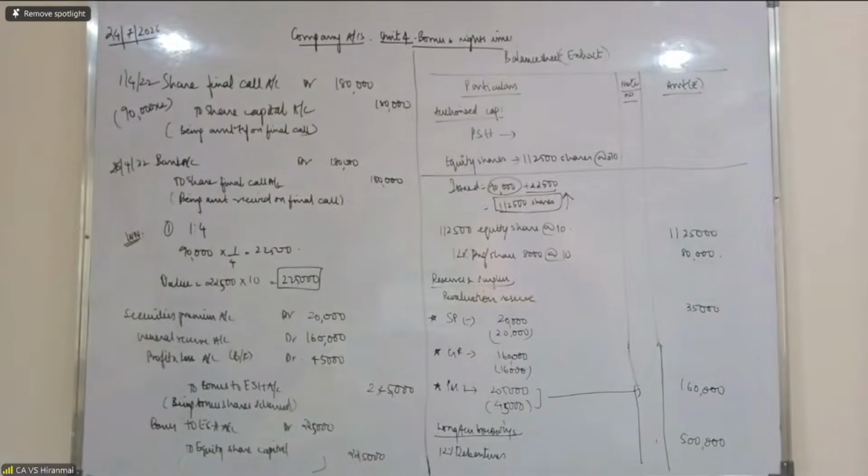Very, very simple. First, you need to do the final call entry. Then pass the bonus shares entry, two entries, and then presentation of your balance sheet. Notes to accounts, like working notes, you have to show the entire presentation, but in the actual presentation, if you mention the three line items on the liability side, it is enough.